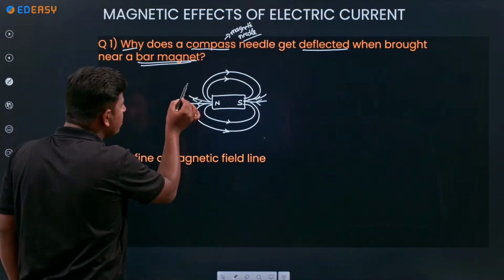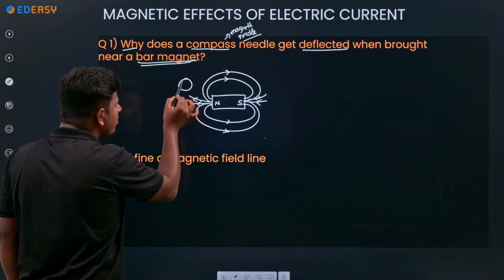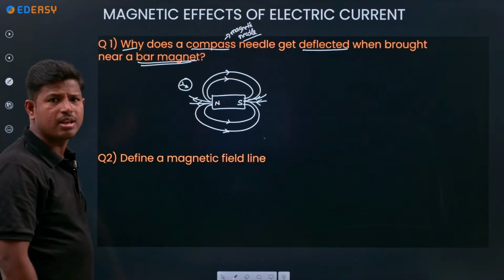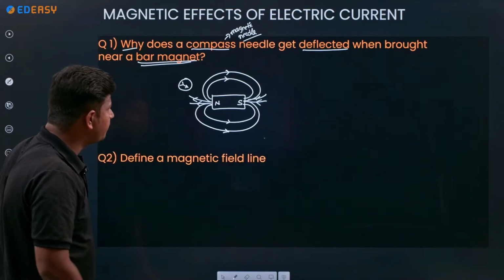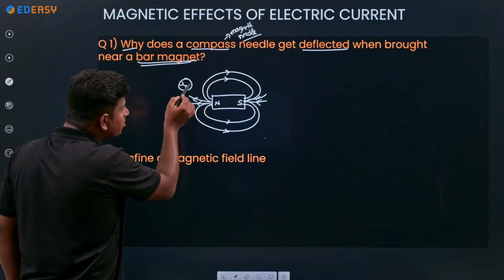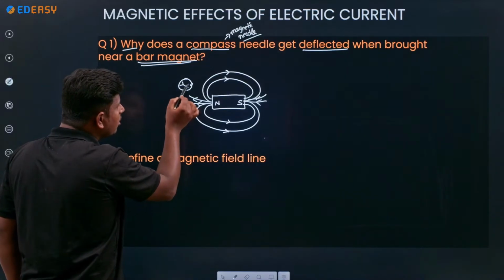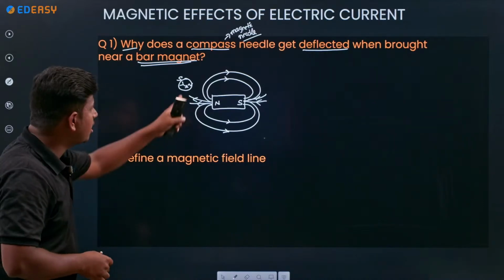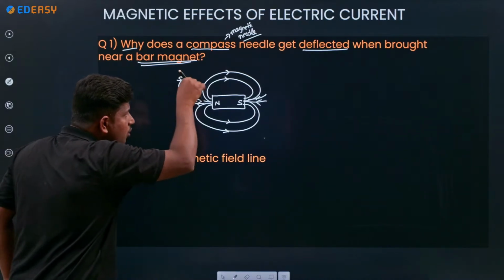If a compass is coming, so I am taking a compass here with a magnetic needle. See which pole it is? North pole. Which pole is it? South pole. North pole, south pole. It's coming towards north.